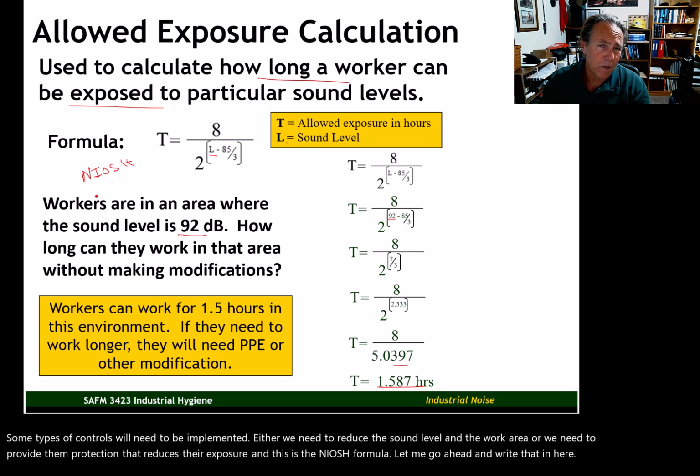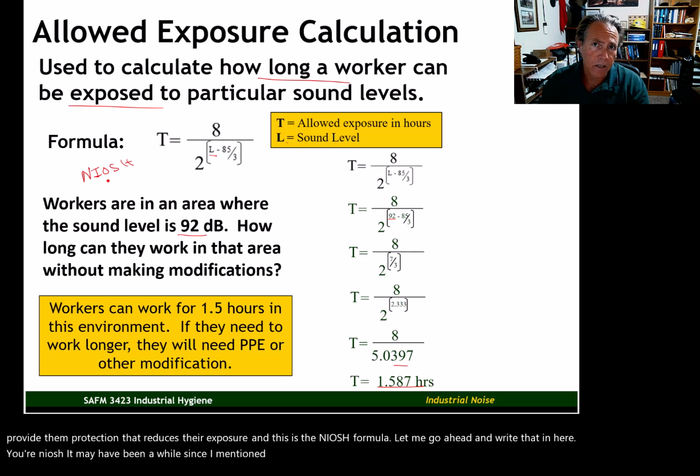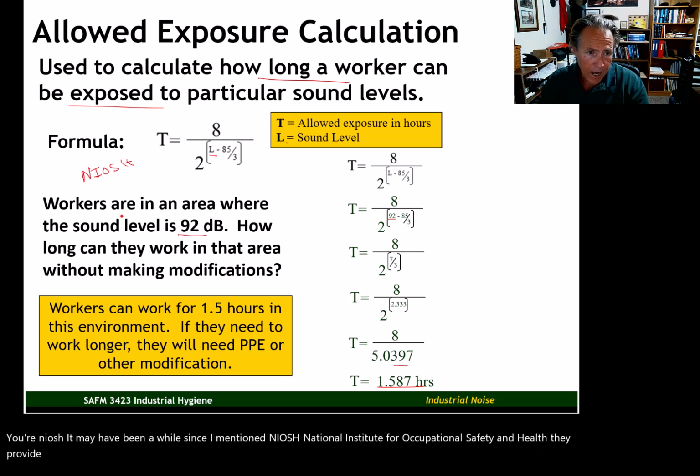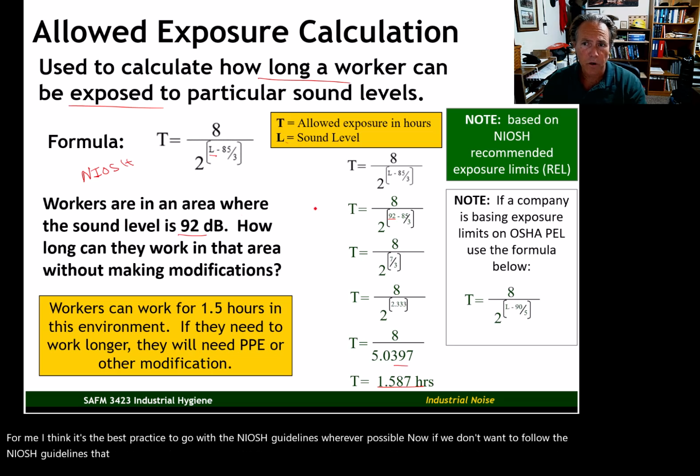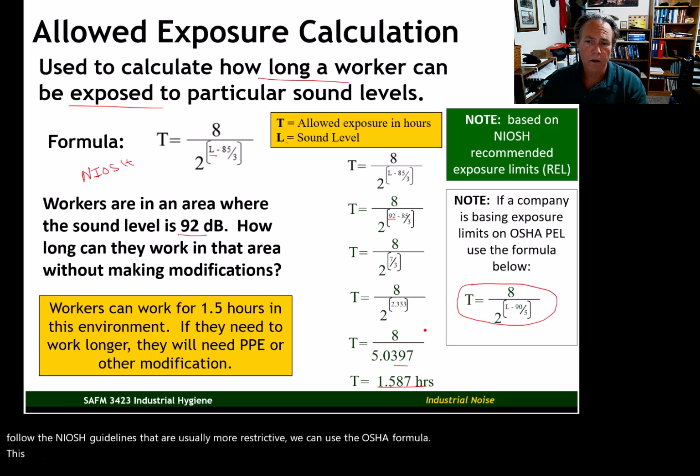Again, NIOSH, it may have been a while since I mentioned NIOSH, National Institute for Occupational Safety and Health. They provide recommendations, recommended guidelines. Employers are not required to follow the NIOSH recommended guidelines. For me, I think it's a best practice to go with the NIOSH guidelines wherever possible. Now, if we don't want to follow the NIOSH guidelines that are usually more restrictive, we can use the OSHA formula. This is the OSHA formula. And the OSHA formula is going to result in a longer allowed exposure for 90 decibels.